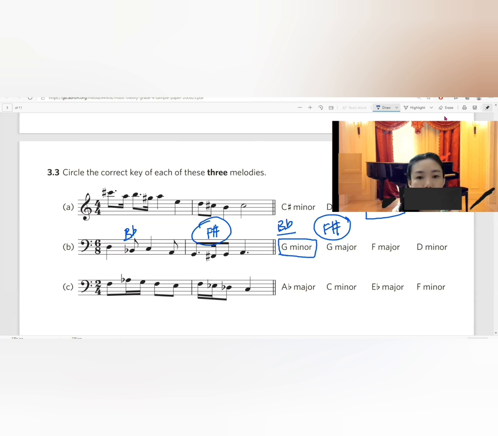And in G minor, we also have a B flat. Okay, B flat also belongs to G minor. So this answer is G minor. It's supposed to have an E flat. But over here, there's no E.